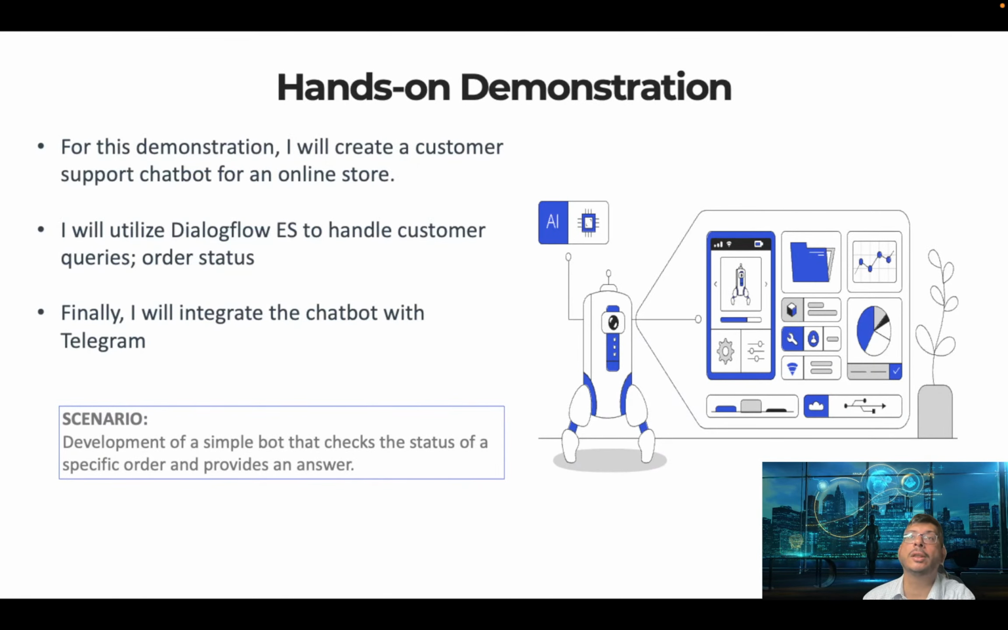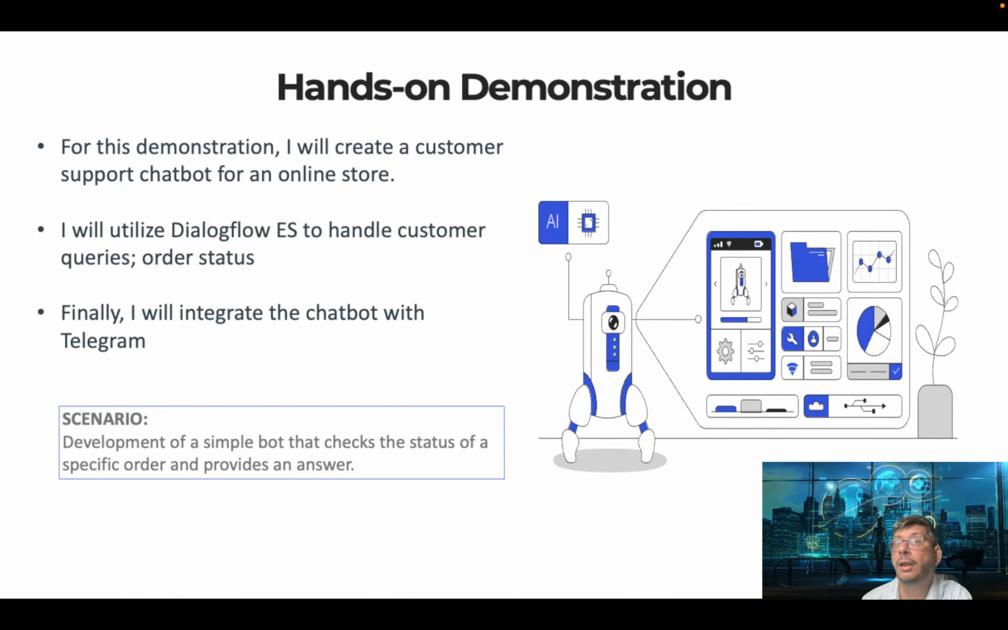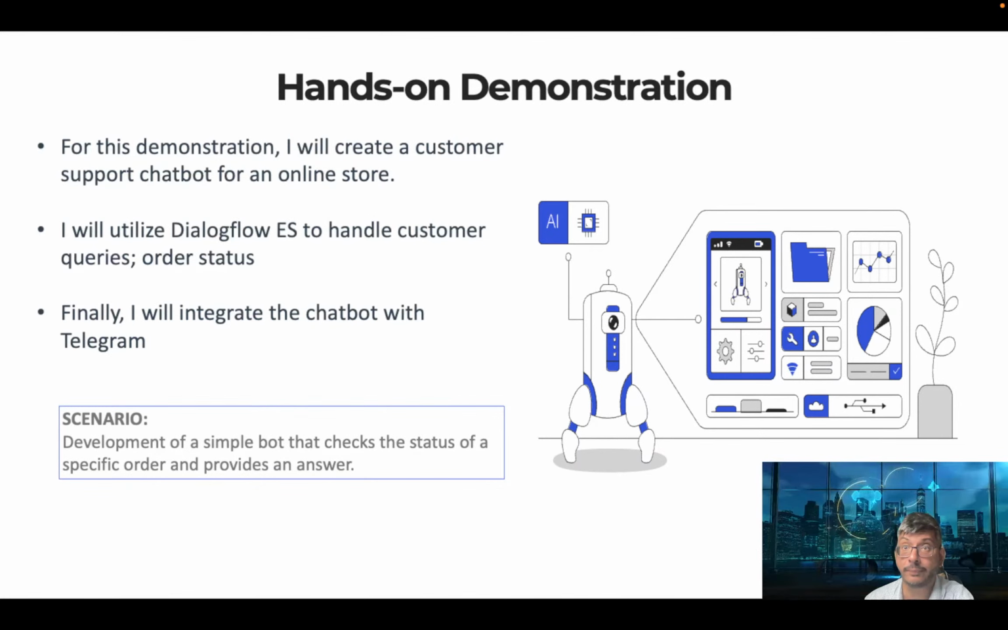For this demonstration, I'll create a customer support chatbot for an online store. I'll utilize Dialogflow ES to handle customer queries, basically order status in my case. Finally, I will integrate the chatbot with Telegram. So the scenario is a simple bot that checks the status of a specific order and provides an answer.